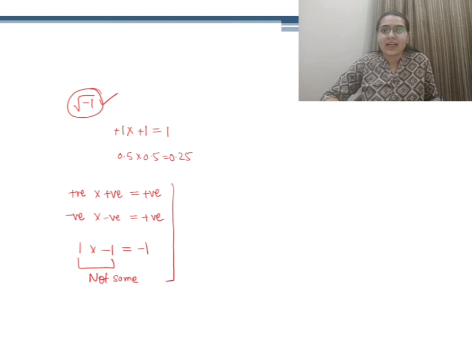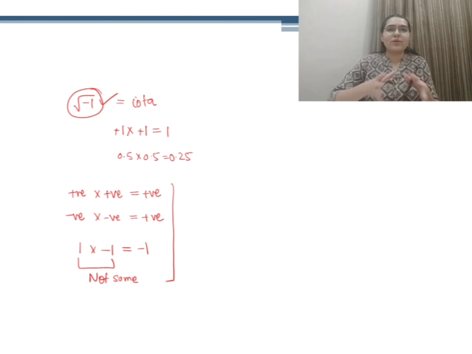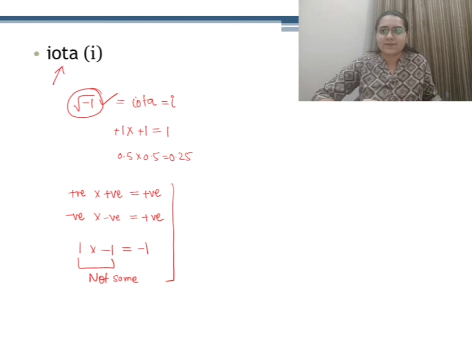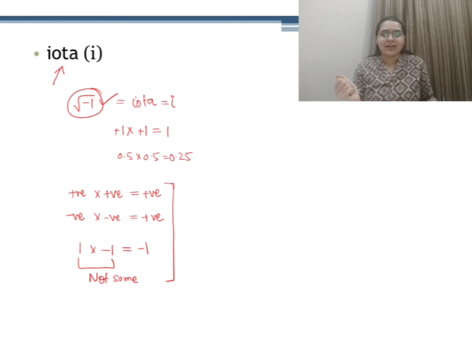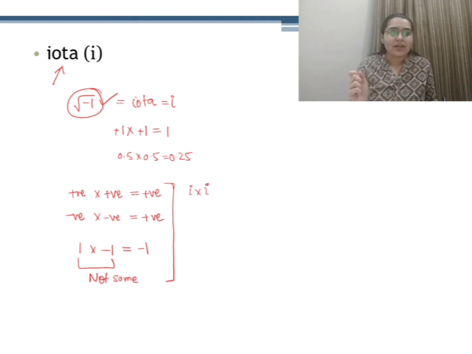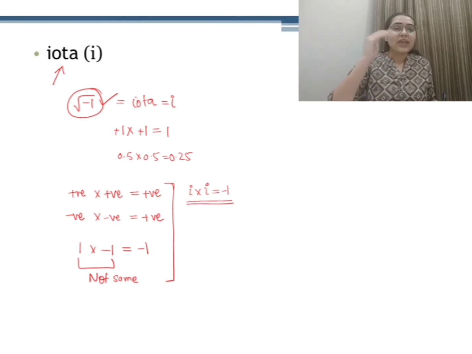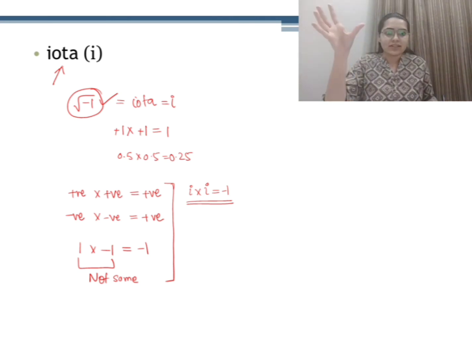He's the Batman. So mathematicians gave him a name, iota. This iota comes from Greek alphabet and we can write it as i. Now, what is this iota? That means if I multiply iota with iota, I am going to get -1 always. We have imagined this, and this is our imaginary number. Iota is our imaginary number.